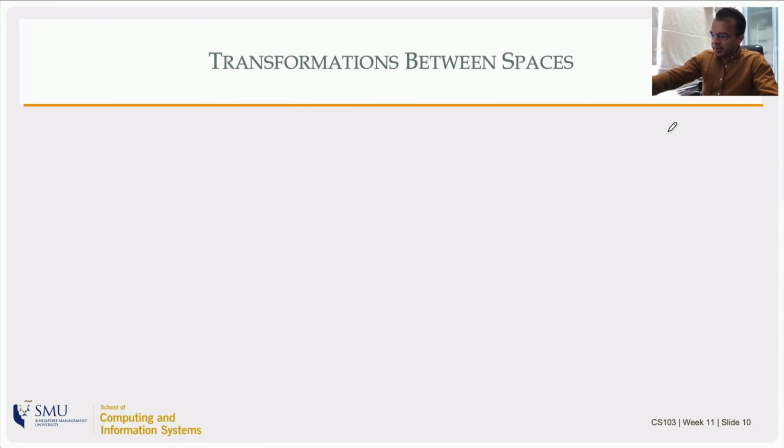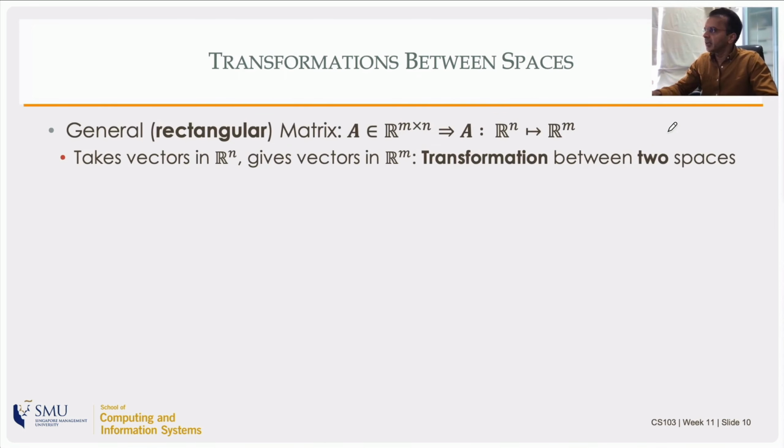Now let's take a step back and look at a matrix as a transformation between spaces. That's the way we did when we were talking about Ax equal to b. So if you take a matrix A and think of Ax equal to b, x is the input and b is the output. x belongs to Rn if the matrix is an m by n matrix, m rows and n columns. So it's a mapping from Rn to Rm, taking vectors in Rn and giving you vectors in Rm. It's a transformation between two spaces. So that's the way we looked at it.